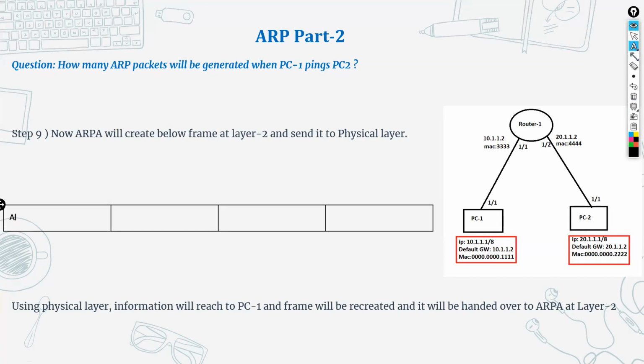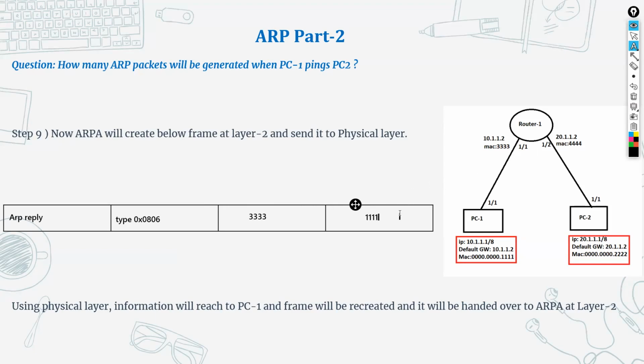So ARPA received the ARP reply packet. It is going to keep track of this information. In the type field, it is going to populate the type code for ARP, 0x0806. Source MAC is 3333, right? What will be the destination MAC? Destination MAC is 1111.